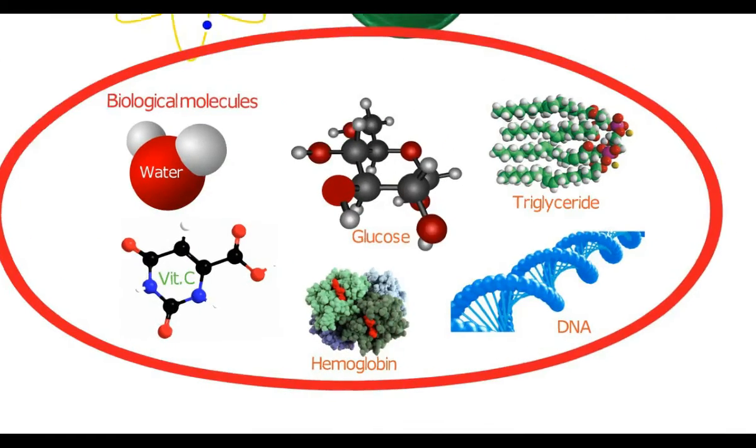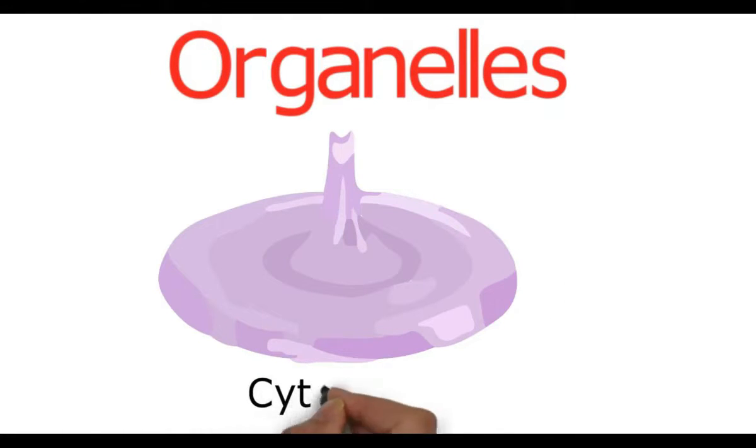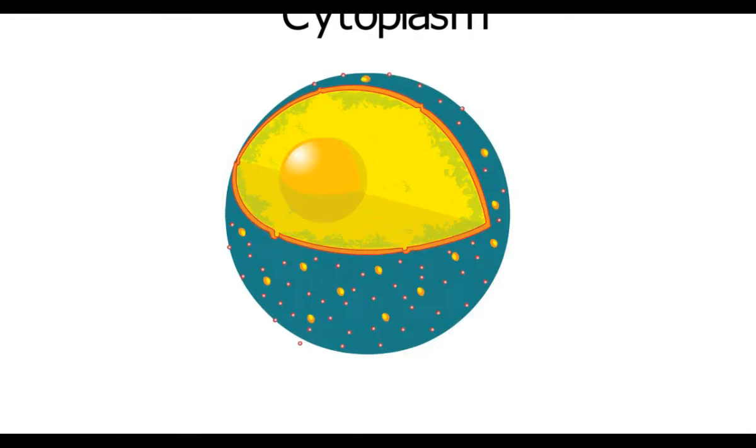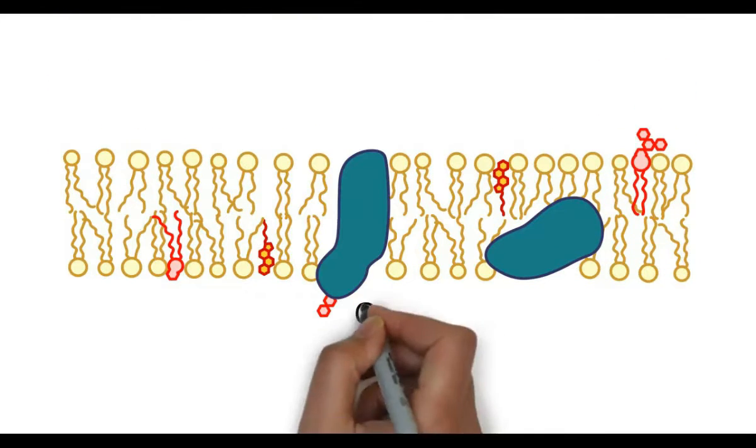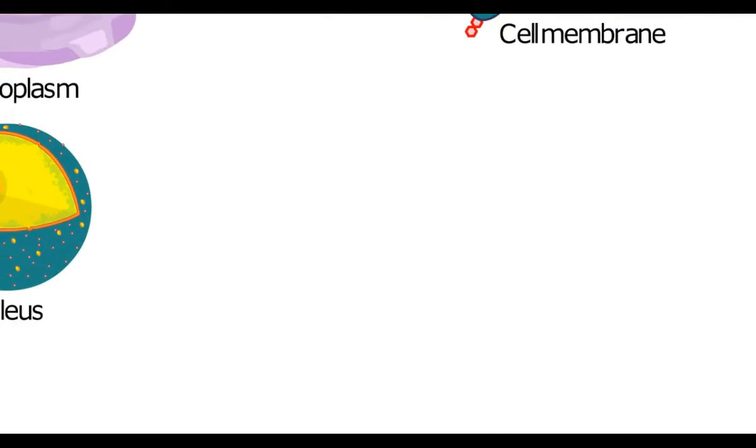A collection of these molecules forms structures called organelles. For example, the cytoplasm, the gel liquid composed of water, salts, and various organic molecules. The nucleus, the organelle that contains thread-like structures called chromosomes. The cell membrane, the organelle that separates the interior from the outside environment.